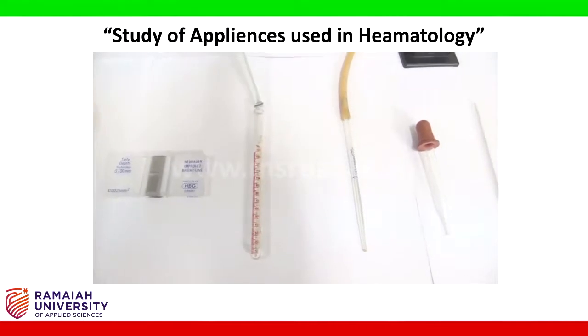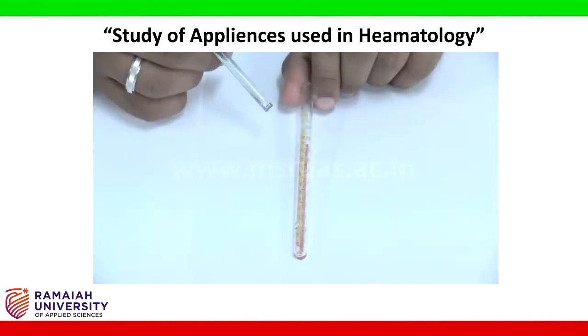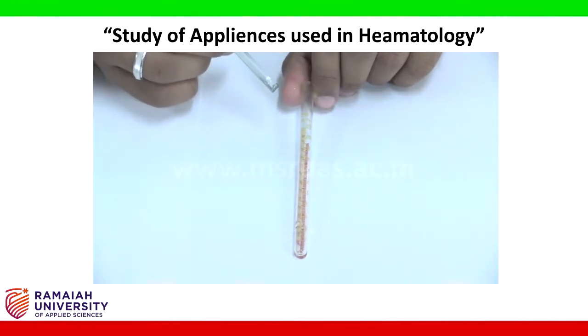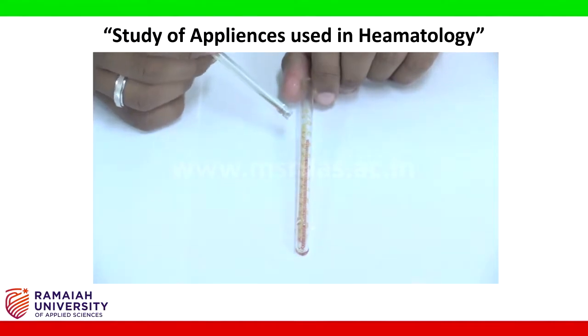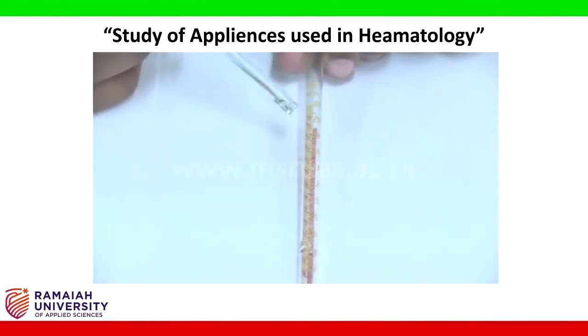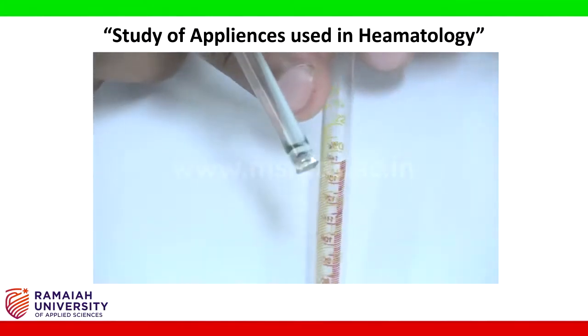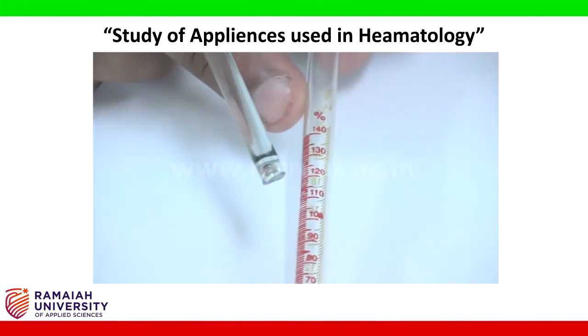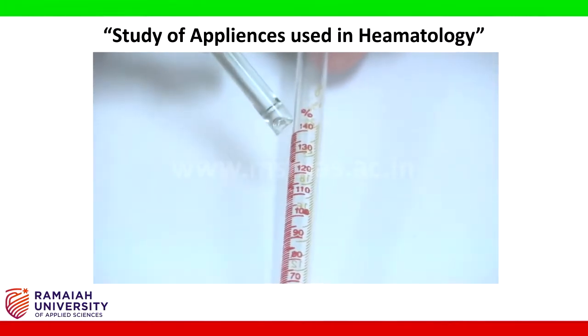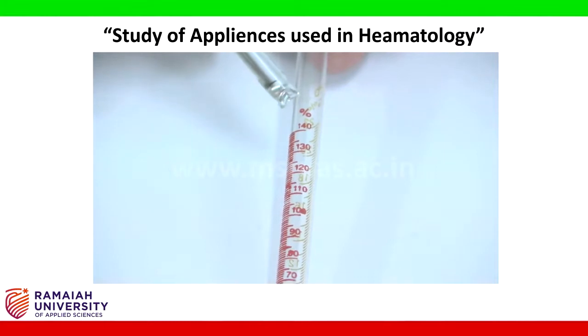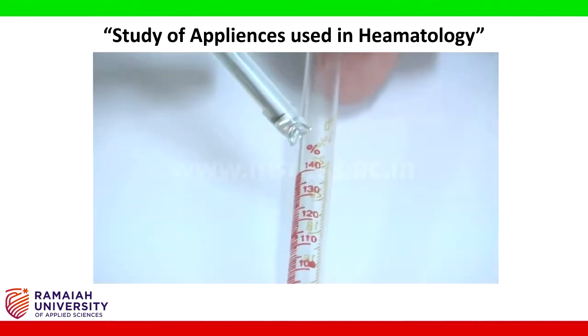Hemoglobin tube. This is the hemoglobin tube which is utilized in measuring hemoglobin. It consists of two different types of graduations, one in yellow color which indicates gram percentage of hemoglobin. One more is in red color which indicates percentage of hemoglobin in blood.